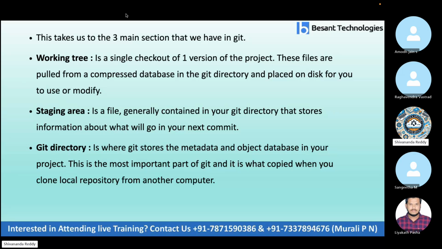The different names we'll call it as, but the function will be the same only. So the Git directory is where Git stores the metadata and object database in your project. This is the most important part of Git, and it is what is copied when you clone a local repository from another computer. If you clone the repository from a different place, it will work by taking the reference of the Git directory only.